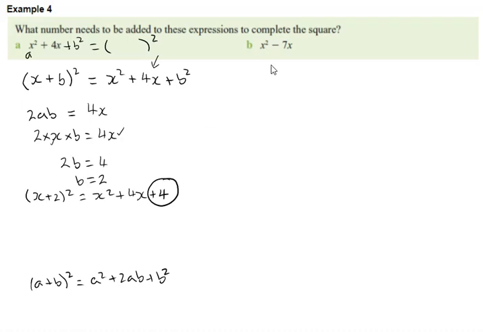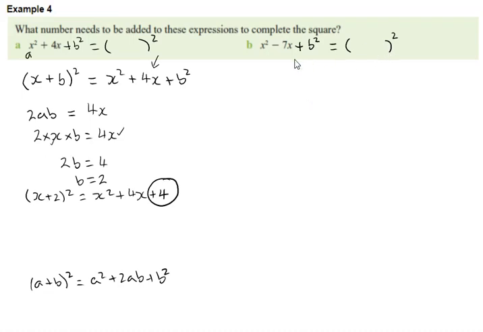Alright, similar with question B, except it's a little bit harder, of course. Let's write it out the same way. So we have an x squared minus 7x. What are we going to add here? Remember, if it's in a perfect square form, this has to be a b squared, and it has to come out to be this particular form where you've got a bracket squared.